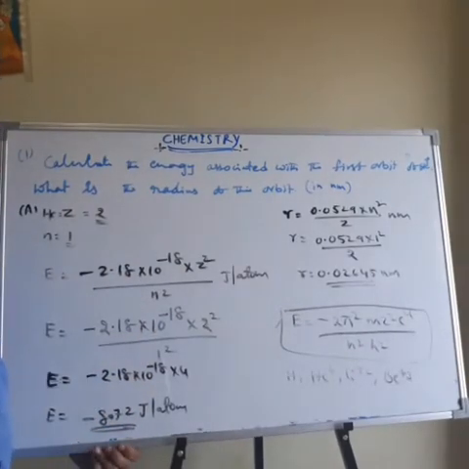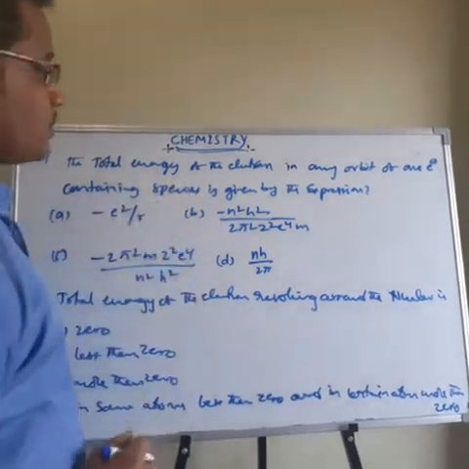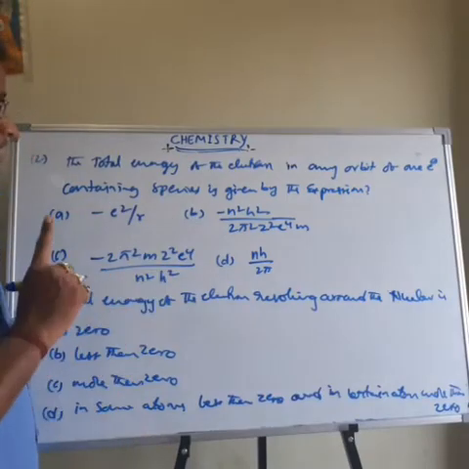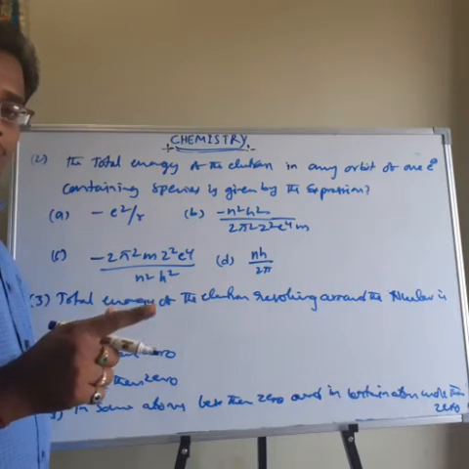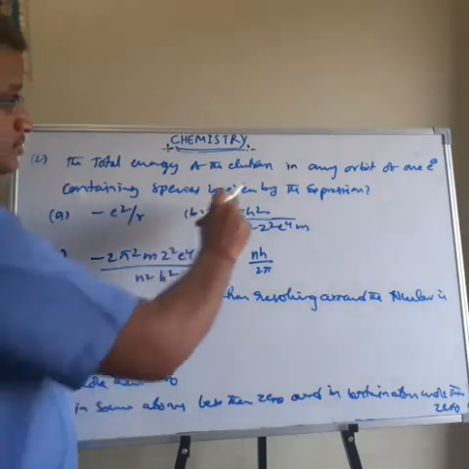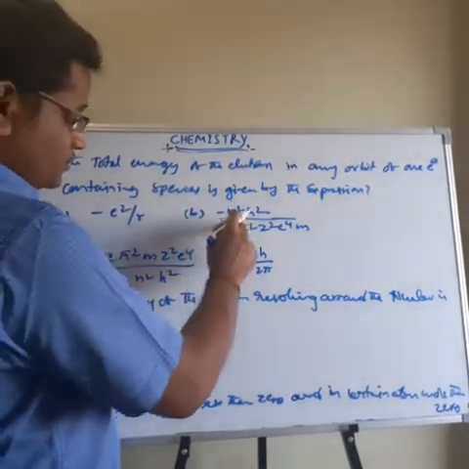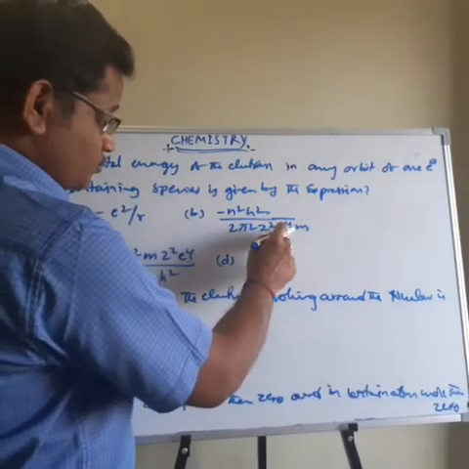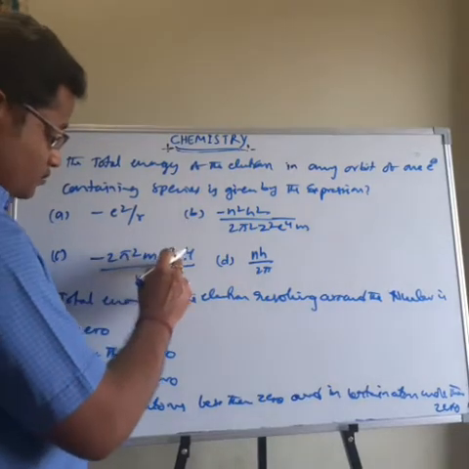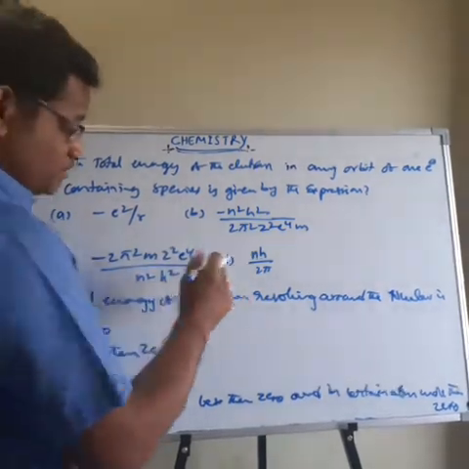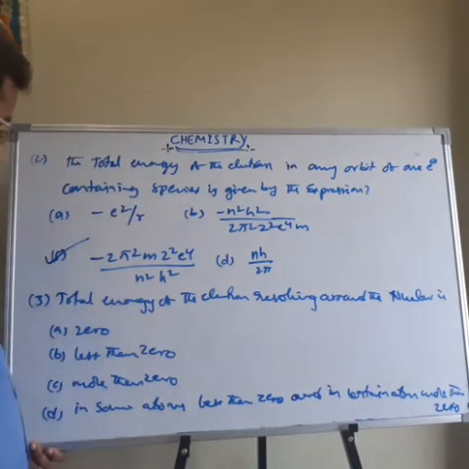Next one is one more problem. See the second question. The total energy of an electron in any orbit of a one-electron species like hydrogen, He plus, lithium plus 2, beryllium plus 3. For such single electron species, how to calculate the energy of the electron in the orbit? The formula is minus e squared by 2r, which equals minus 2 pi squared m Z squared e power 4 divided by n squared h squared. The energy of the electron is calculated by this formula.